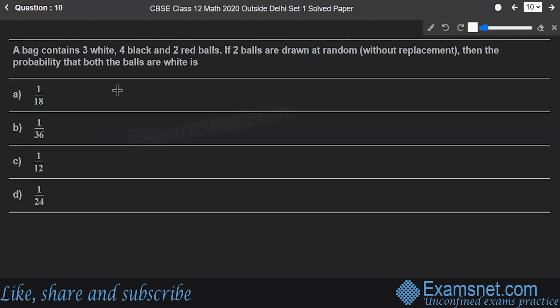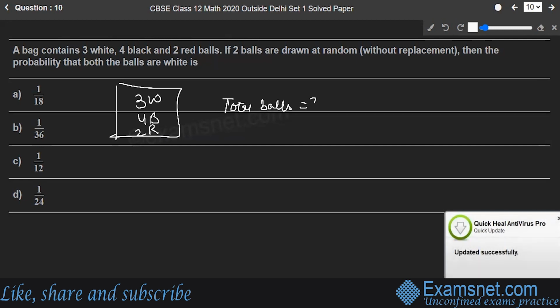Question number 10. A bag contains 3 white, 4 black, and 2 red balls. So there are 3 white, 4 black, and 2 red balls. If 2 balls are drawn at random without replacement, then the probability that both the balls are white is. Fine. First of all, how many total balls are there in the bag? This is 9 balls total.